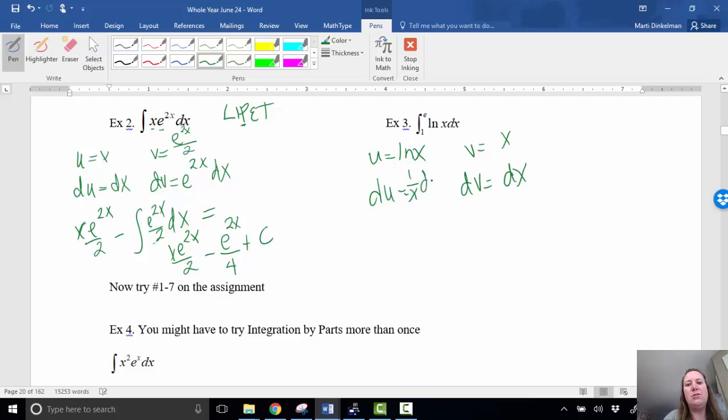Finding du is just 1 over x dx, so let's do our ultraviolet minus integral of voodoo. So x times 1 over x, well, they cancel each other out, so I just have a dx here.